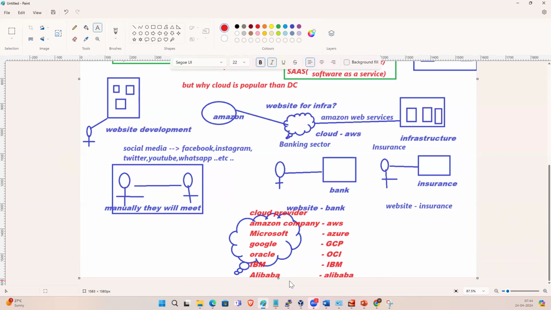Very good. Guys, tell me, everyone can speak out. Amazon AWS, Microsoft Azure, Google GCP, Oracle OCI, IBM, Alibaba. What are these? These are cloud providers. SAP also has its own cloud, right? Yeah, SAP also has its own cloud.